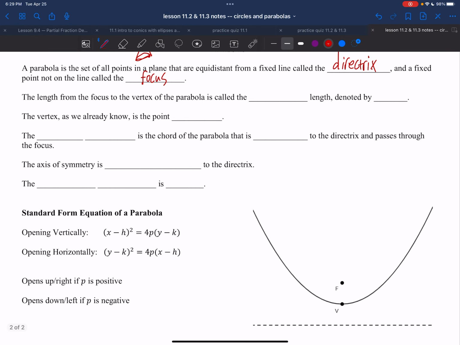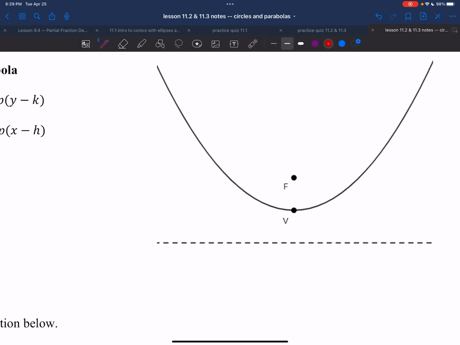And so what does this mean? What does equidistant mean? If you look at this, this is my directrix here. If you look at this parabola that we have, what it means is every point, so let's say I draw a point here, is equidistant between the focus and the directrix. If I draw a straight line going right to the focus, and then I draw a straight line dropping perpendicular down to the directrix, these two lines are the same length.